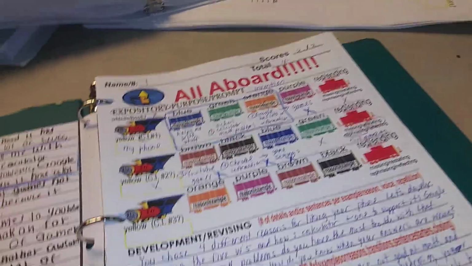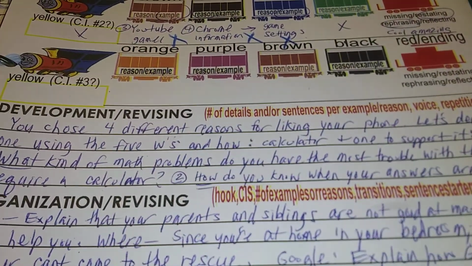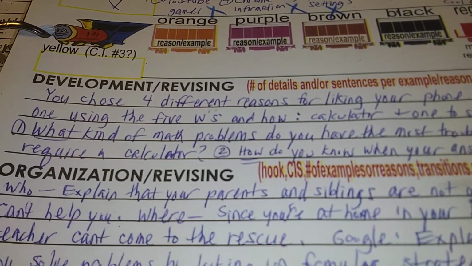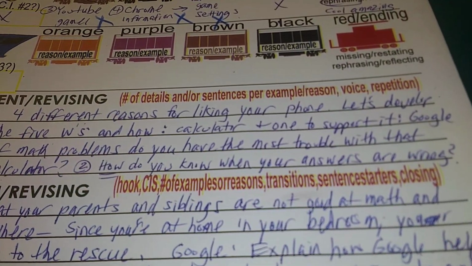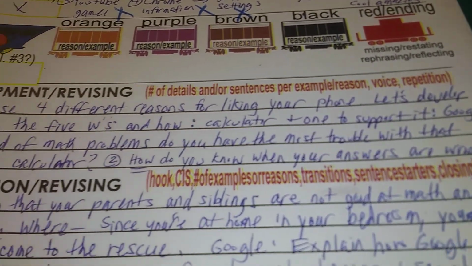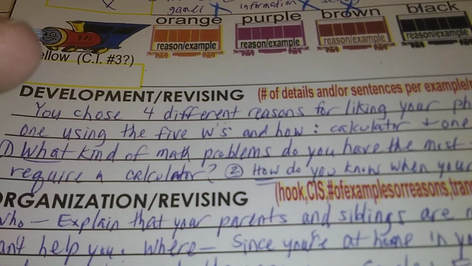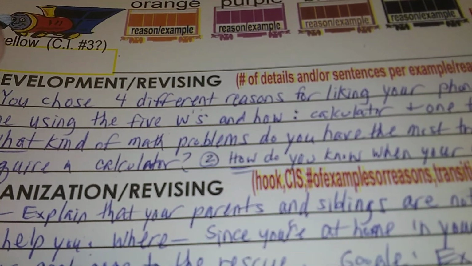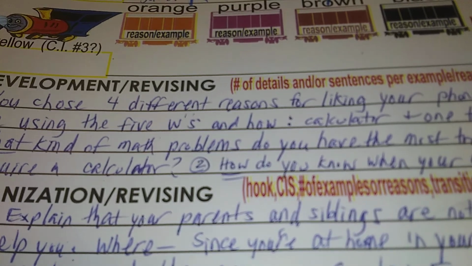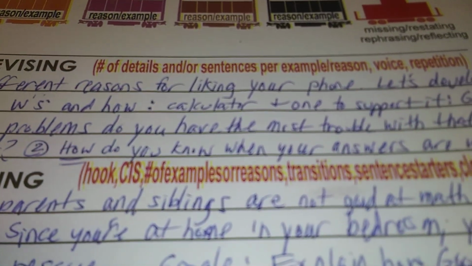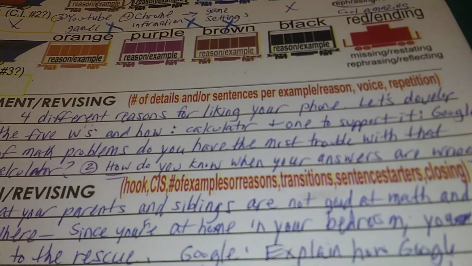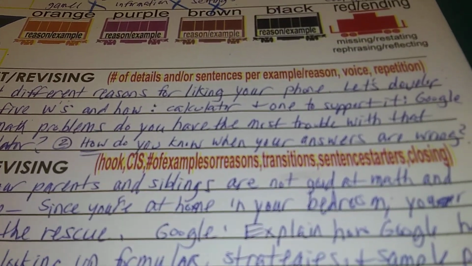So here is my feedback. You chose 4 different reasons for liking your phone. Let's develop one using the 5 W's, technically 6 if you count which and how. The calculator, and 1 to support it, Google.